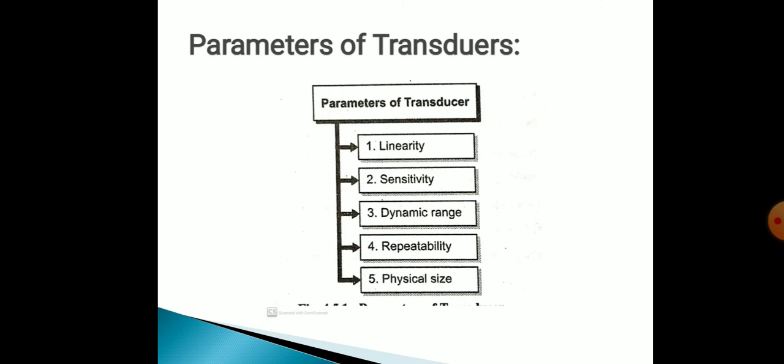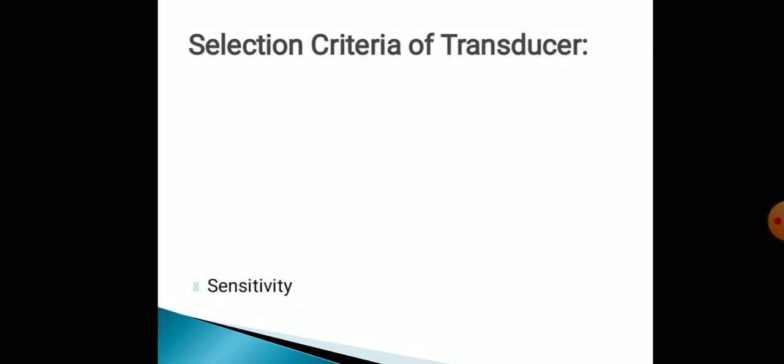Dynamic range. The operating range of a transducer should be wide so that it permits its use under a wide range of measurement conditions. Repeatability. For reliability of operation, the input-output relationship for a transducer should be predictable over a long period of time. And the last one is physical size. Not to disturb the measurement system, the size of the transducer should be small, that is, minimum weight and volume as well as size.